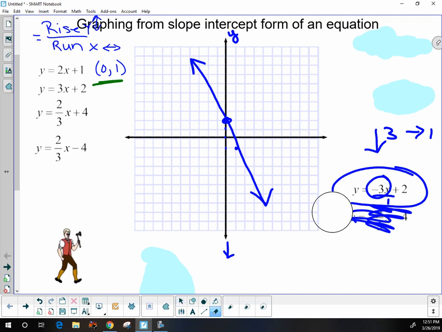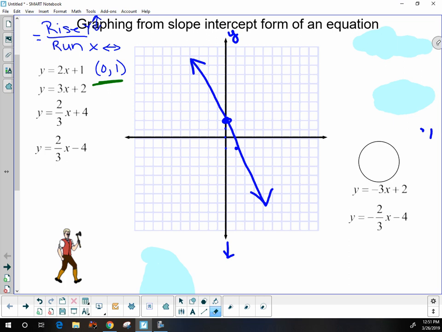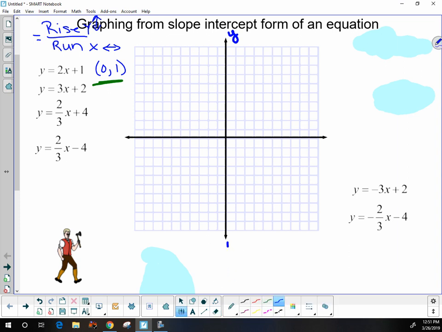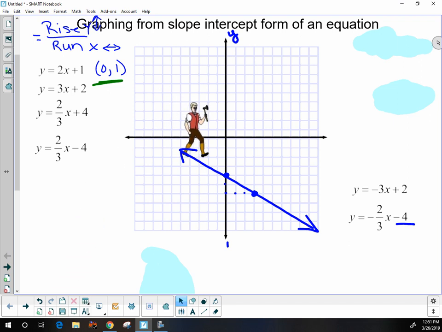You're going downhill. Try this one on your own. Go ahead, pause the video. Graph it on your graphing paper. And check back here when you're done. Okay. My intercept is at -4. From there, I'm going to go down 1, 2, over 1, 2, 3. Your line should look like this. Angry lumberjack will go down the hill because it's a negative slope.